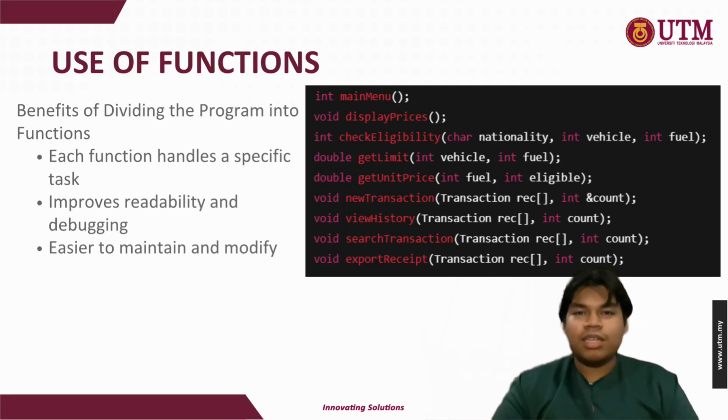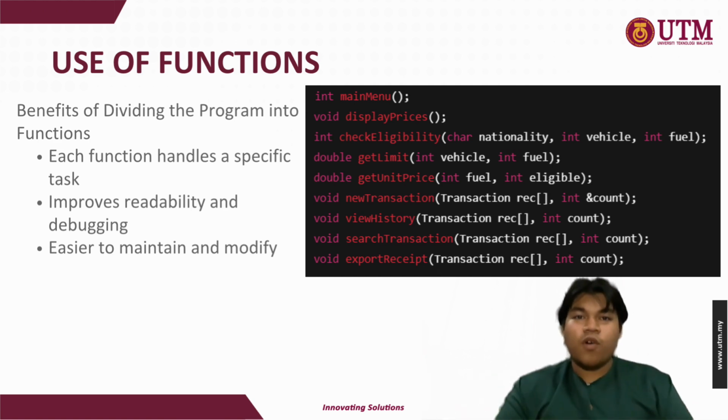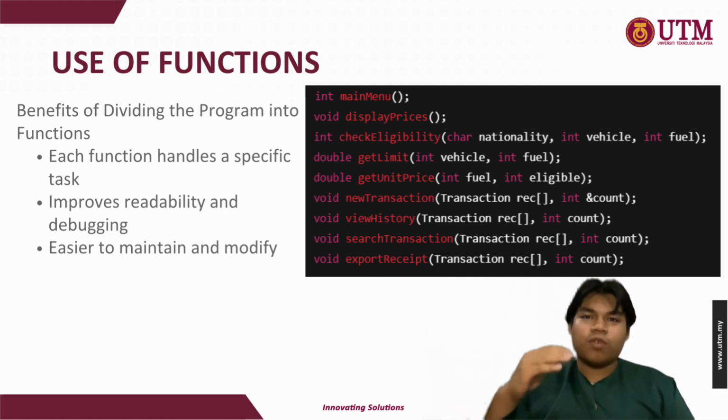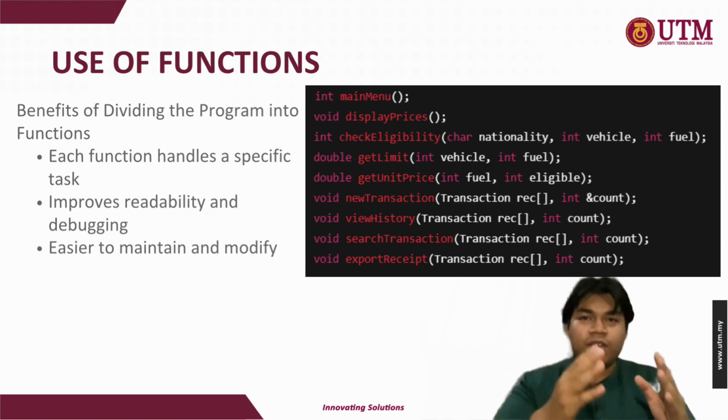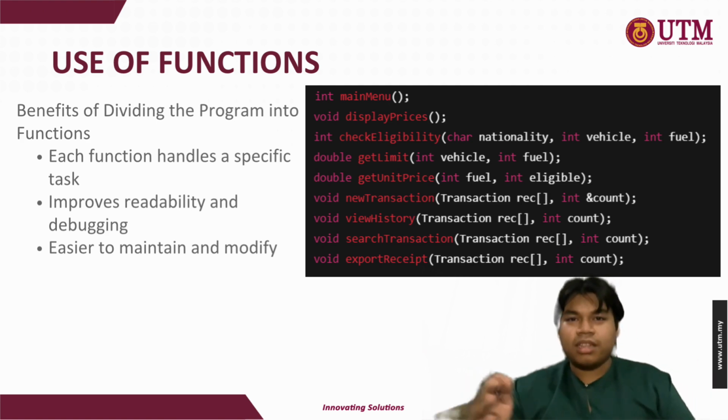The program is divided into multiple functions, each handling a specific task. For example, there are functions for loading file, saving file, calculating fuel charge, displaying transactions, and searching records. This modular design makes the code easier to debug because errors can be isolated to a specific function without affecting the entire program.